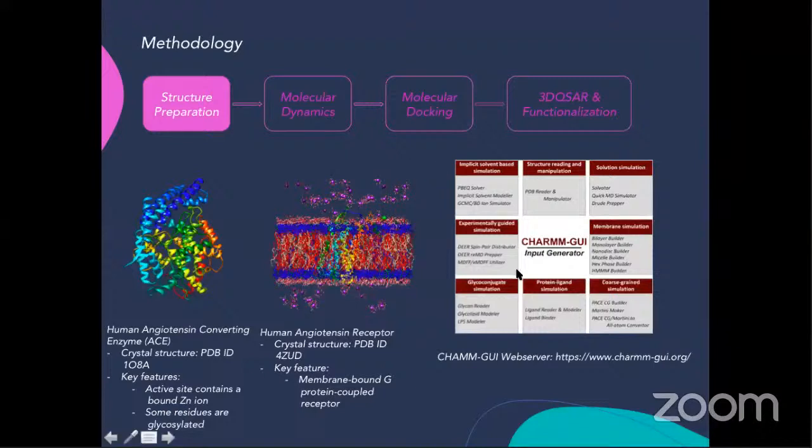So for example po, this human ACE structure po was obtained from the protein data bank under the ID 108A, and its key features are: one, it's a metalloprotein with an active site that contains a zinc ion, and two, some of its residues are glycosylated. And for human angiotensin receptor naman po, the protein is a membrane protein. So in our simulations po, we have to embed it inside a bilayer of phospholipids.